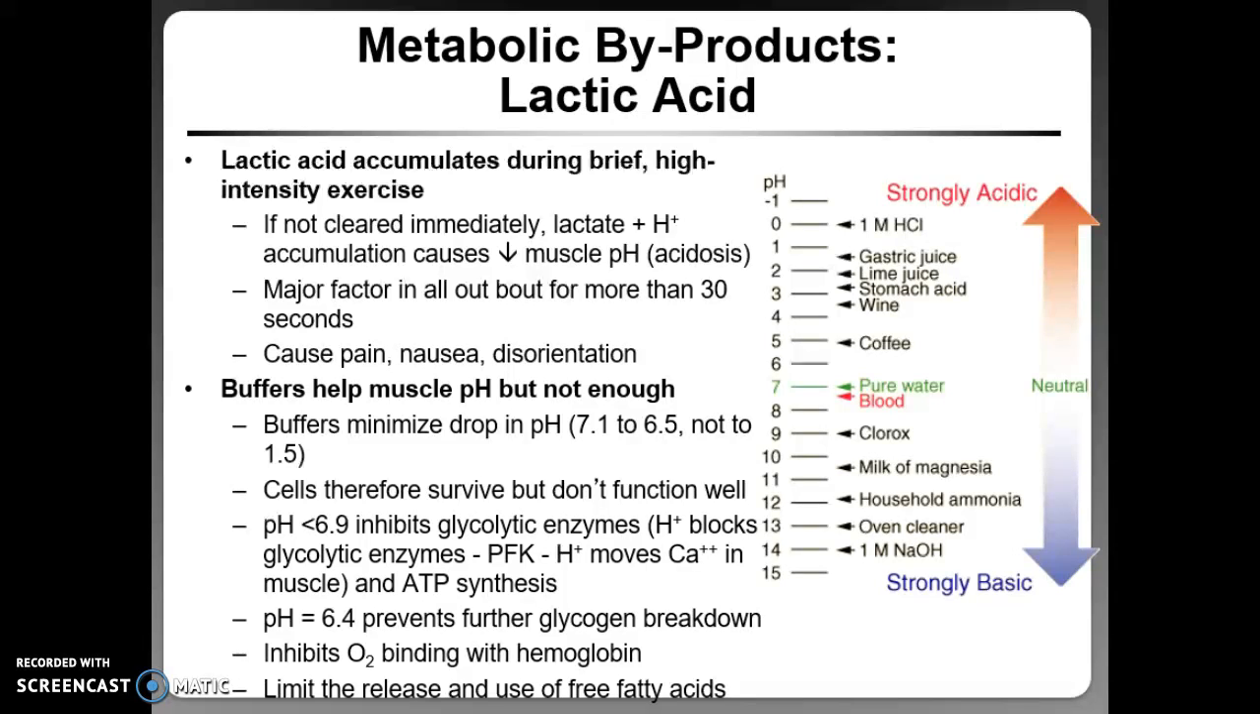it prevents further glycogen breakdown. So our buffer helps to not let that pH get too low. Obviously 6.4, we're starting to get extremely low, but as it keeps getting lower and lower, we'll see an inhibition of O2 binding to hemoglobin. If O2 is not binding to hemoglobin, that oxygen is not going to the muscle. But we're also trying to limit the release of, and use of free fatty acids.